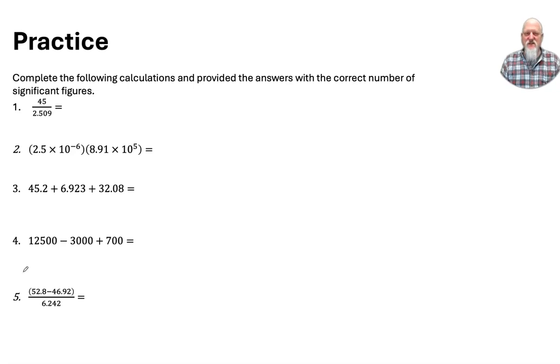So the first one is a division. Division says our answer should have the same number as the least number that we have to start. So 45 has two significant figures. 2.509 has 4. So when we do the calculation, our answer should have 2. So 45 divided by 2.509, it's 17.935.